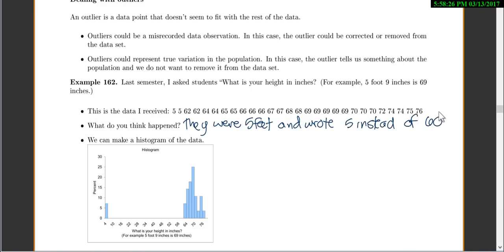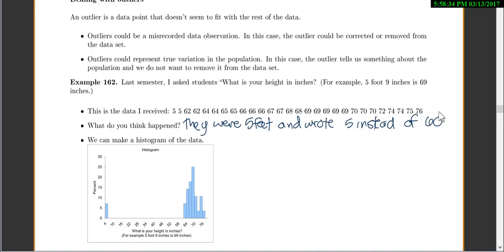Was anyone 5 inches tall in my class? No, and so why did they tell me 5? Like 5 feet exactly, or 5'5" or something like that. Yeah, so it wasn't recorded how it was supposed to be. Justin here thinks that they were probably 5 feet and wrote 5 instead of 60. They just weren't really paying attention, and they wrote down a 5 because it was easy and they didn't have to figure out how many inches that was.